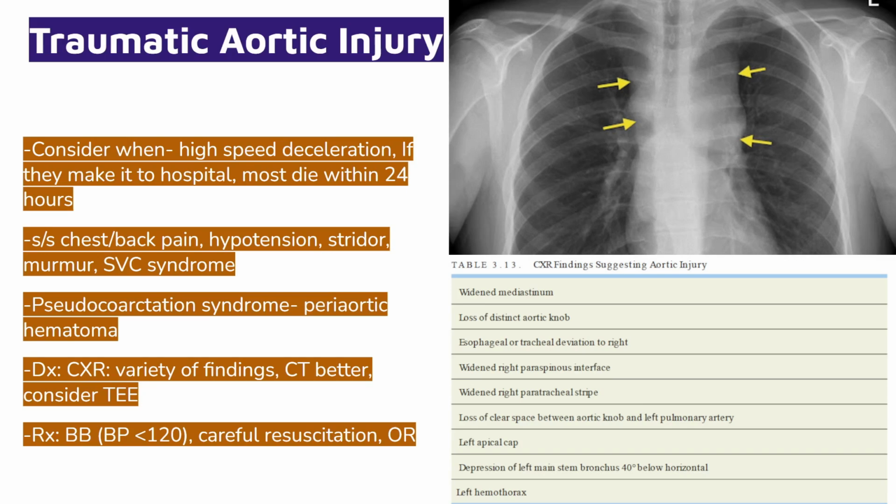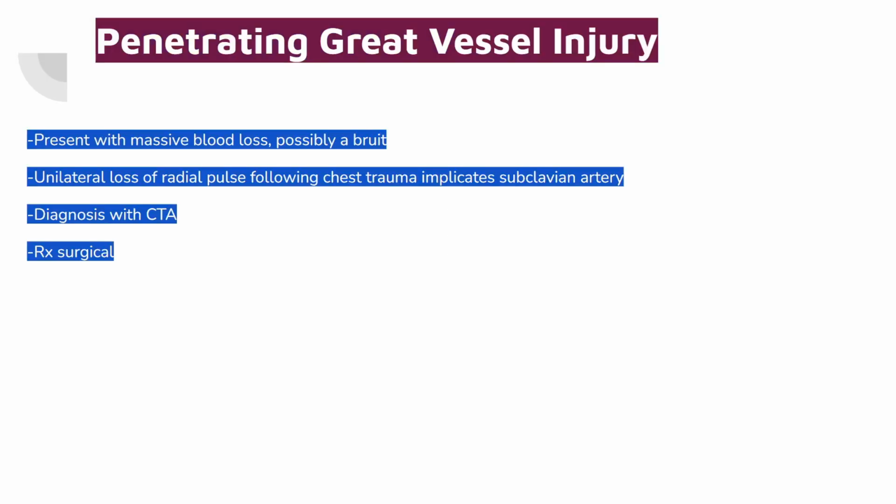Pseudocoarctation from a periaortic hematoma. CT is better, probably consider TEE as well. You want to beta block them with very careful resuscitation and early involvement of cardiothoracic surgery.